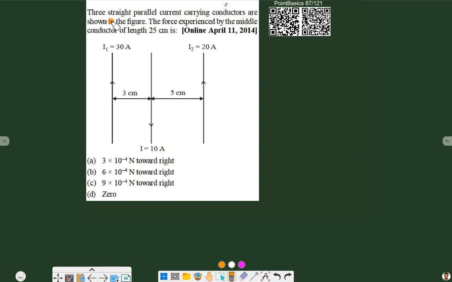Three straight parallel current carrying conductors are shown in the figure. The force experienced by the middle conductor of length 25 centimeter is. So we have to find out the force for the middle one.